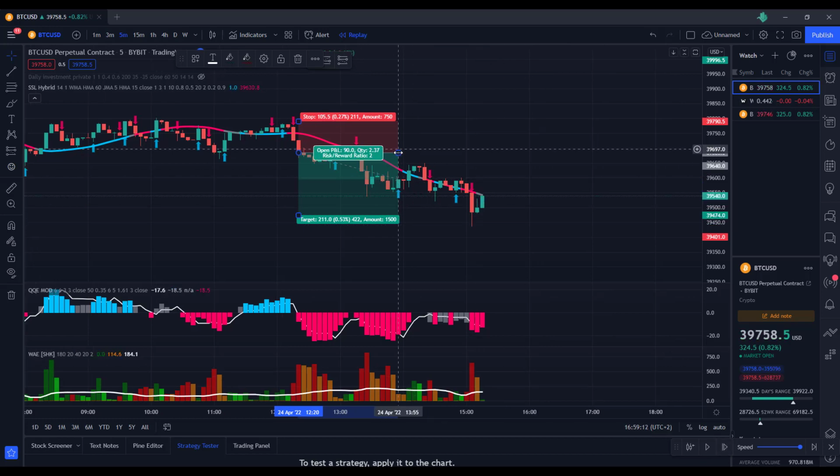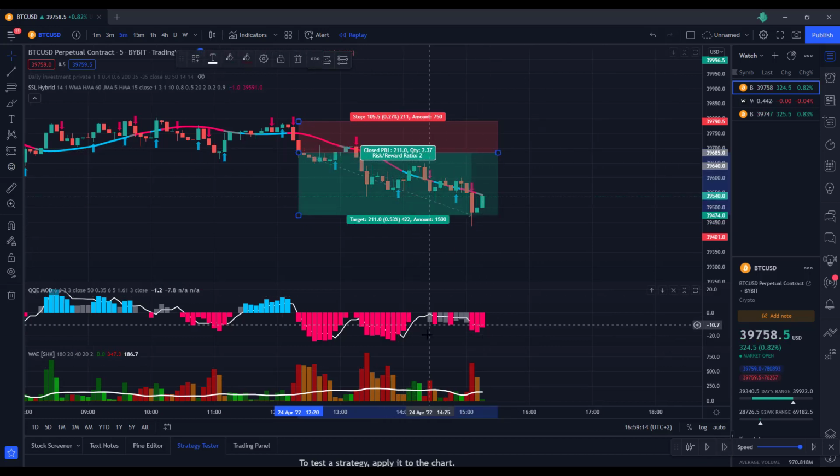So what we're seeing right now is that our short position got hit. We're in a nice profit, guys. And this is how you apply the short position and the long position for this strategy.